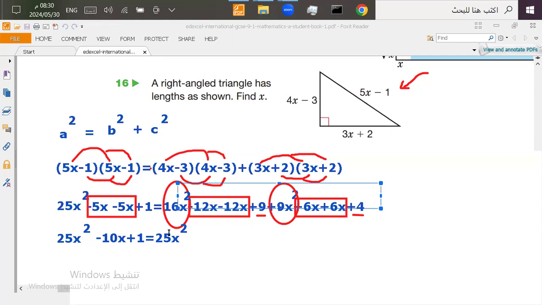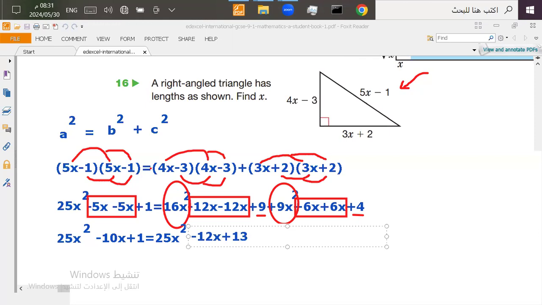So the final one will be negative 12x. Yes, I covered it so I can see it. So this one is for the x's. Now, after you finish the x's, you come to the constants, 9 plus 4. So 9 plus 4 is 13, so plus 13 like this.